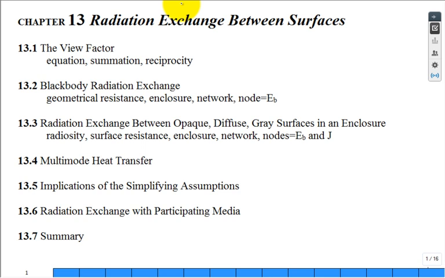So now we move into chapter 13. It's a very practical way of handling radiation heat transfer problems. It's basically radiation exchange between surfaces. Down here, we're going to have participating medium, but I'm just going to tell you right up, we're just going to skip it. The challenge is to analyze the radiative heat transfer between surfaces in an enclosure.